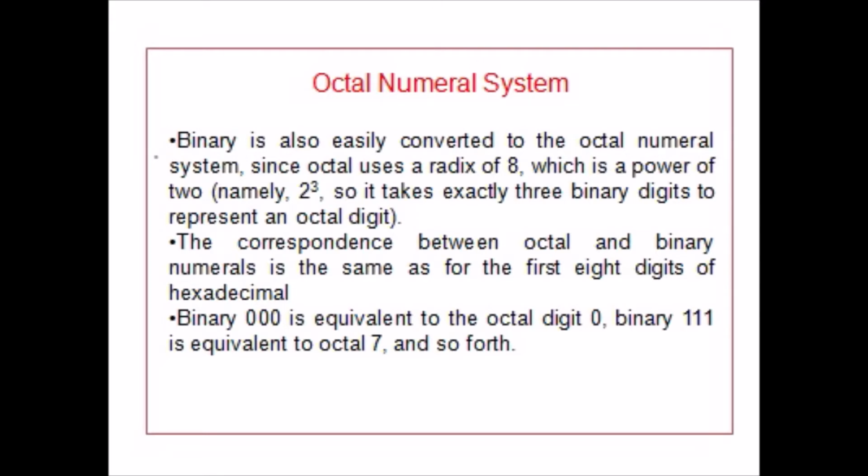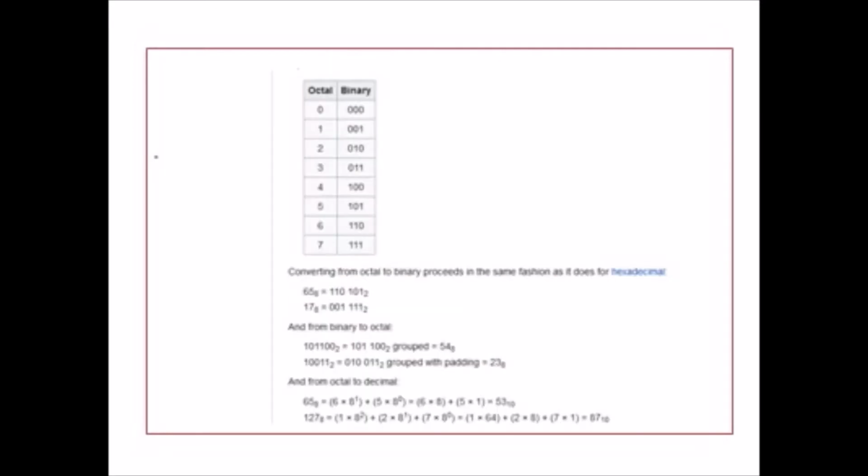Binary 000 is equivalent to the octal digit 0. Binary 111 is equal to octal 7 and so forth. Here is an example of how octal can be converted to binary. Octal 0 as 000, 1 as 001, till 7 as 111. So converting the octal to binary digits, 65 of 8: 6 is equal to 110 and 5 is equal to 101. So hence 65 of 8 can be written as 110101 binary. In a similar case, 17 of octal can be written as 001111.